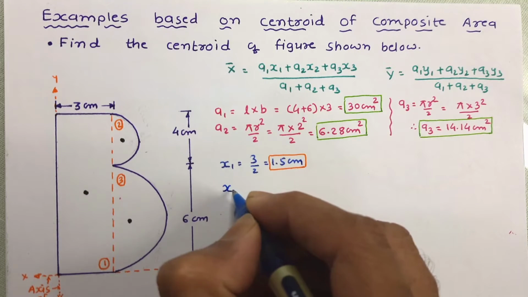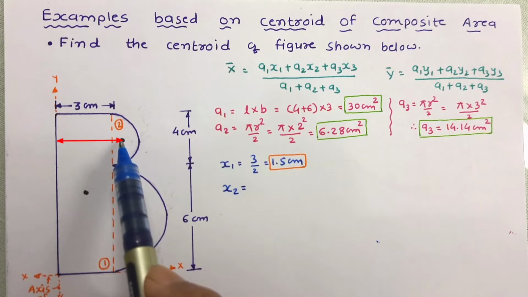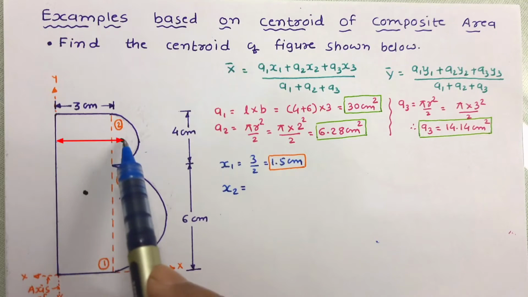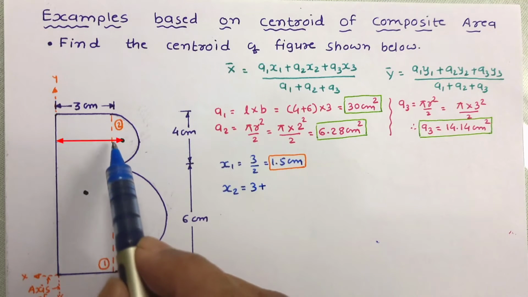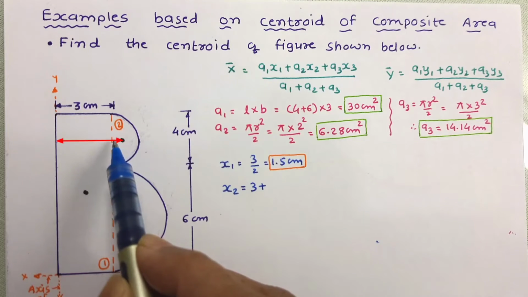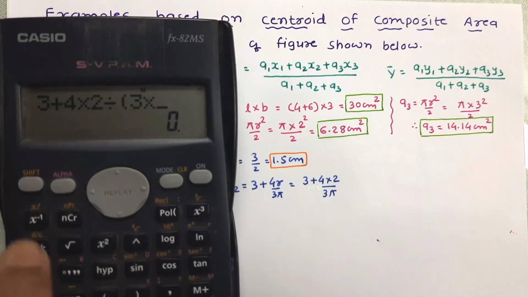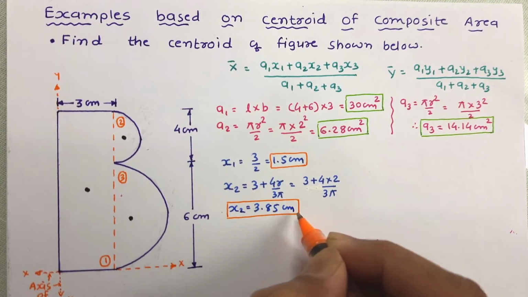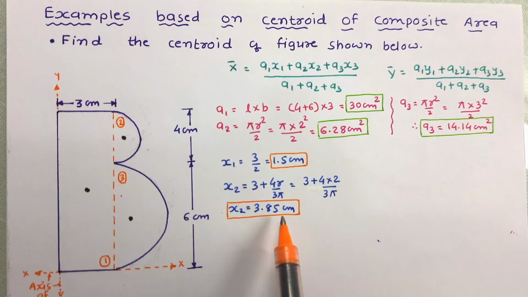Now let us work out x2. x2 is the centroidal distance of the second figure along the x-axis, so it is this much distance. Now the width of the rectangle is known to us, that is 3 centimeter, and the distance of the centroid from the center of the semicircle is this much, and we know that that is equal to 4r by 3 pi. So by calculation, x2 has been worked out as 3.85 centimeter.